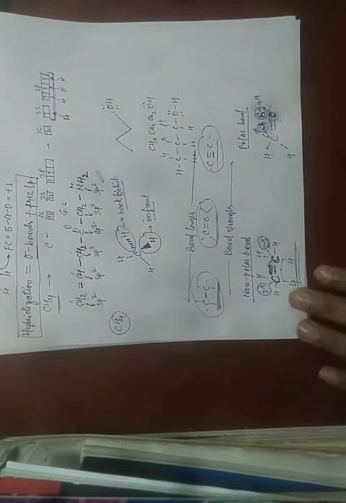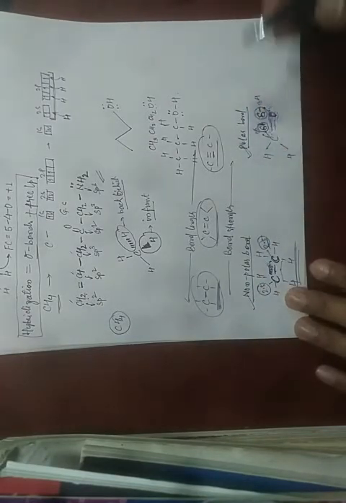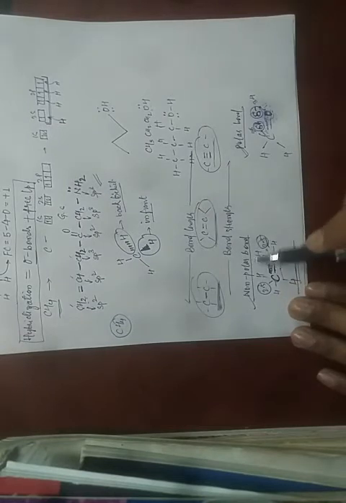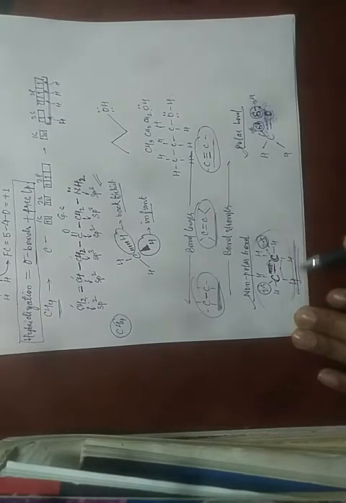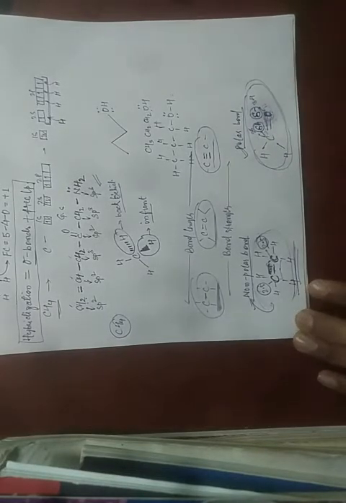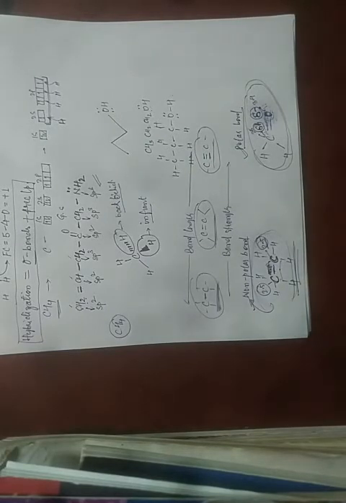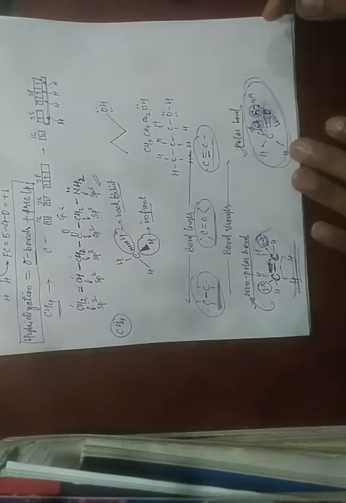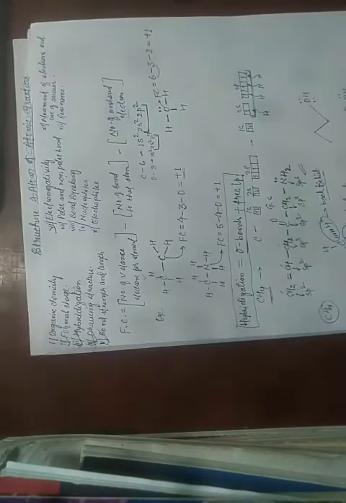Okay, so this was about your polar bond. You can easily identify it: in this case you can see both carbons have the same electronegativity, which means the bond formed here will be a non-polar bond. But here you can see that oxygen is more electronegative than carbon, so the electron density will shift towards oxygen, and the bond generated here is called a polar bond. Okay, so this was about polar and non-polar bonds. Now we will see next.